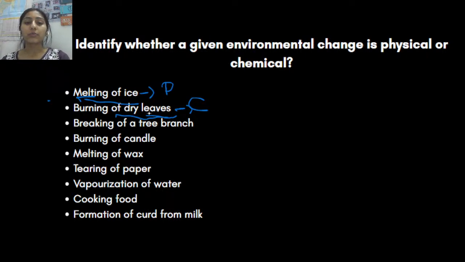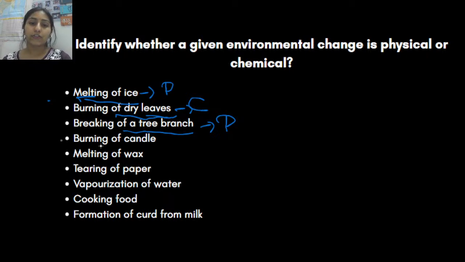Okay, so then breaking of a tree branch. Breaking of a tree branch is a physical change, though we cannot reverse this particular process. But the tree can further grow more branches, right? Breaking of a tree branch is a physical change because no composition of that particular branch is changing.